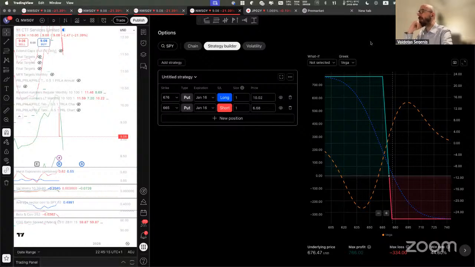And then if you are right and it continues to go, of course, our maximum profit is if stock goes to 665, which is our target. And if it continues to fall, you don't make any additional money, but this way you created this nice risk reward profile without buying any underlying and without freezing a lot of capital.